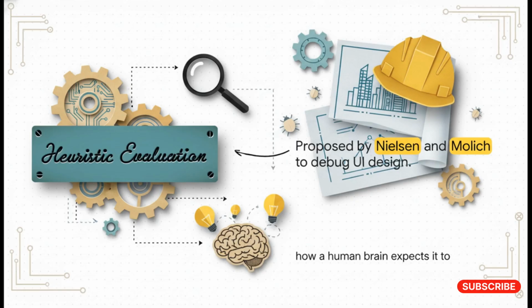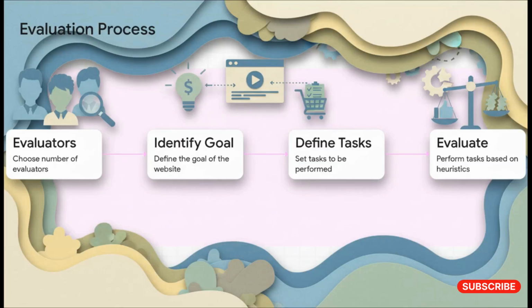Experts come in and examine a design against a set of identified usability criteria, those are the heuristics, just to see if the system violates any predictable, consistent behaviors. Basically, they're looking to see if the system gives proper feedback and actually behaves the way a human brain expects it to. In practice, this evaluation is a super clean 4-step process.